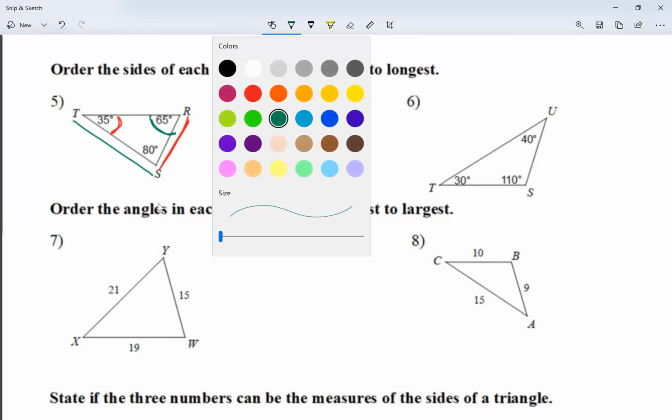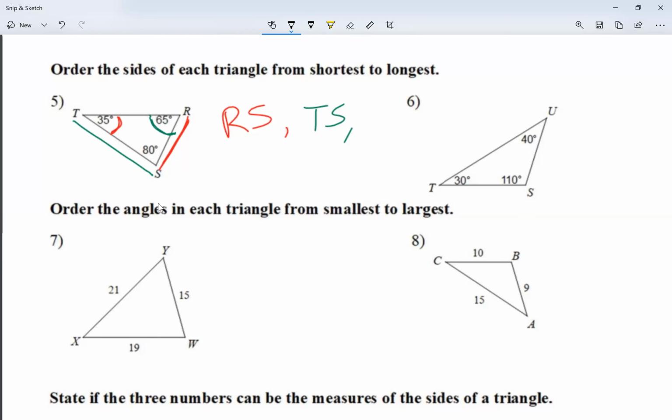Now the biggest angle, I'm going to say the biggest angle is 80 degrees. So the biggest side in this case will be TR. That's it. I ordered the sides. Given the angles, I was able to tell which side was the shortest, medium, and longest. So I was able to order the sides of each triangle from shortest to longest. Let's take a look at question number 6.